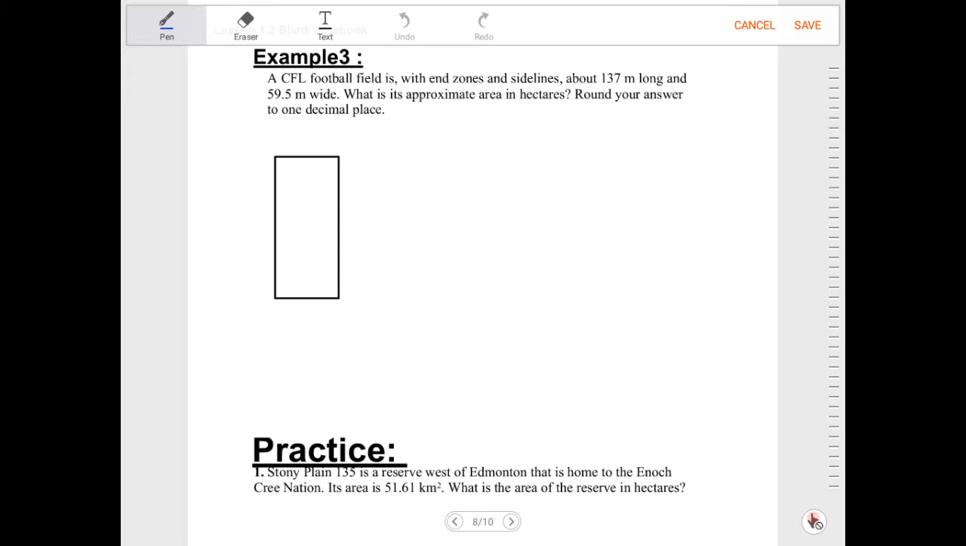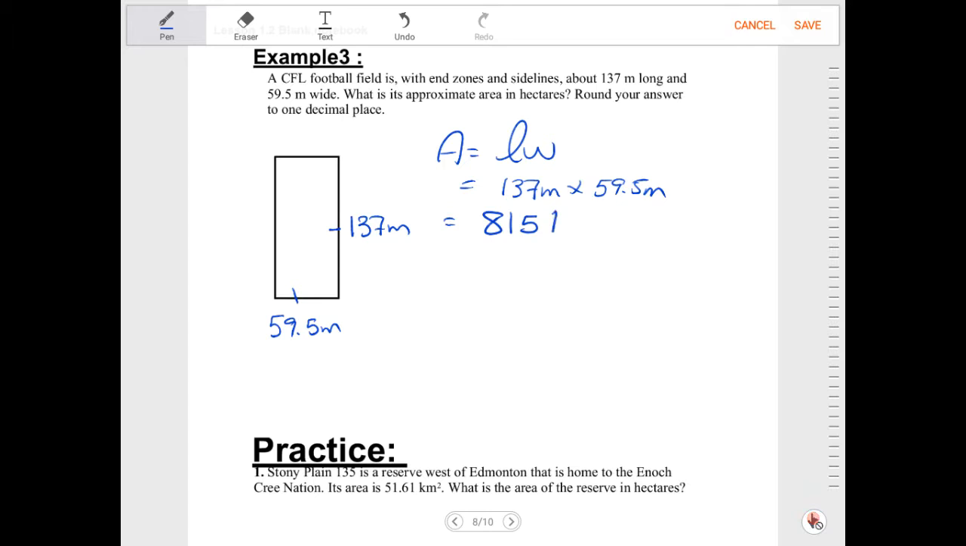Okay, a CFL football field is 137 meters long, and it is 59.5 meters wide. They want the area in hectares. Okay, well, that's fine. The first thing I'm going to do is figure out the area in meters squared. This is a rectangle, so that's length times width. So we will go 137 meters times 59.5 meters. If you stick that into your calculator, you get 8151.5 meters squared. Great.